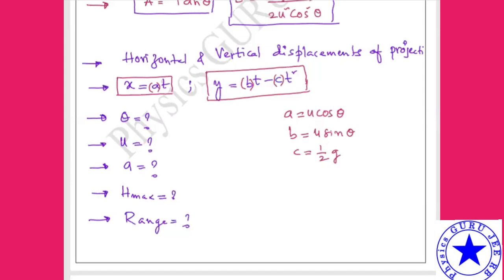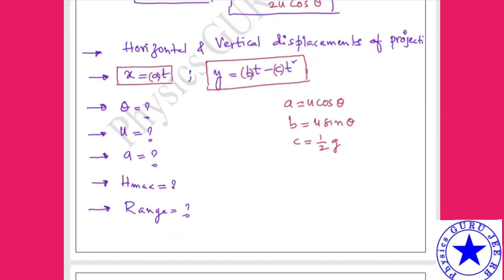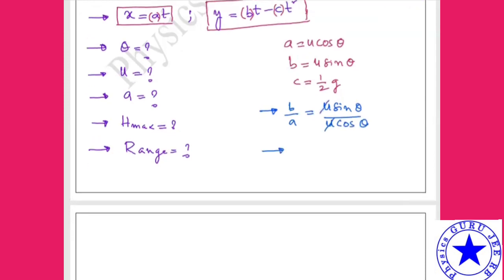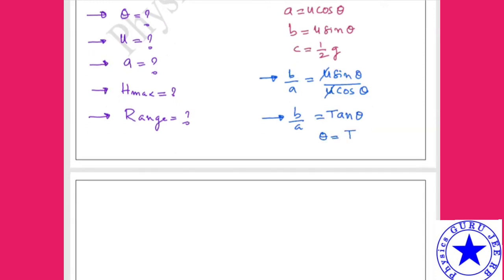Till here, any doubts? Okay. Now we want theta. If I want theta, just divide b by a. B divided by a is u sin theta divided by u cos theta. So b by a is equal to tan theta. Now what I require is theta. Theta is equal to tan inverse of b by a. This is nothing but the angle of projection for that particular question.